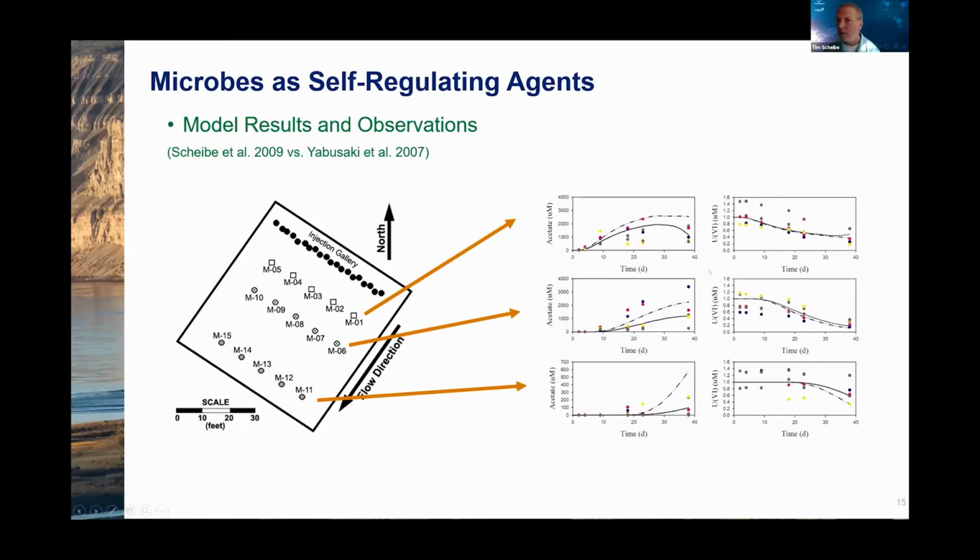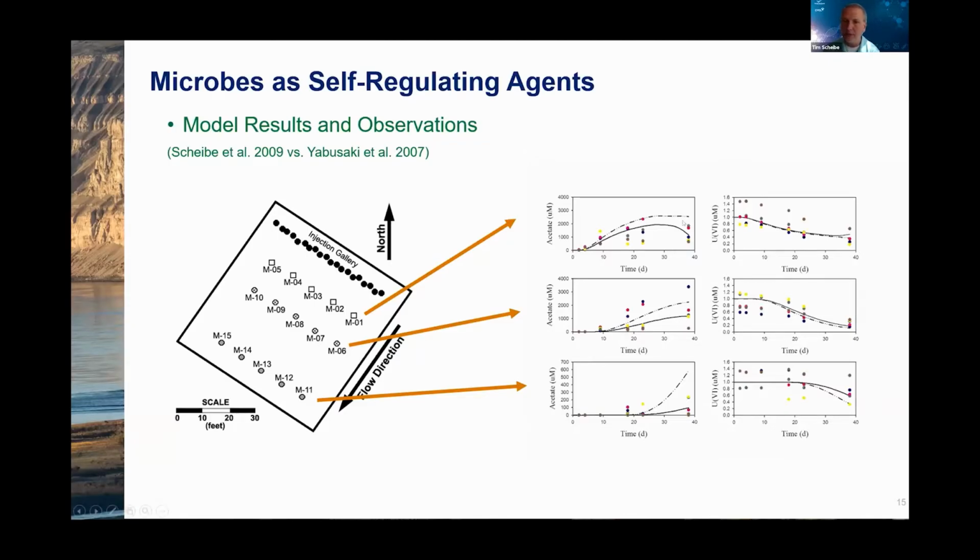So if we think about the outputs of that model and compare it with the previous model by Yabusaki et al., what we can see is that the genome scale model link is the dashed line, and the model by Yabusaki et al. using the traditional mono kinetic was the dark line. And what you see is both models perform pretty similarly in terms of representing the field observations. But the difference is, of course, now that the microbial reactive transport model based on the genome scale model actually has few, if any, tunable parameters.